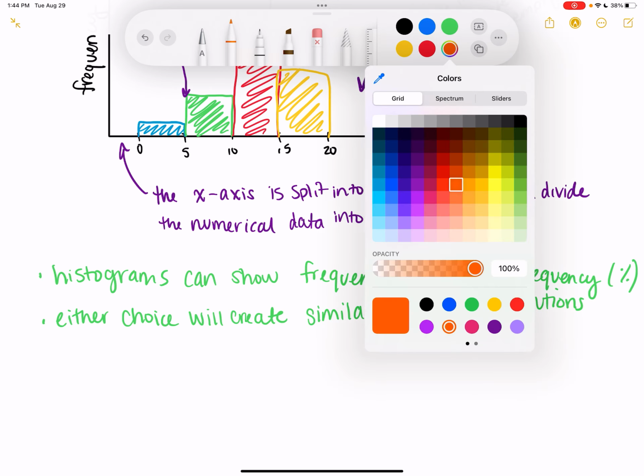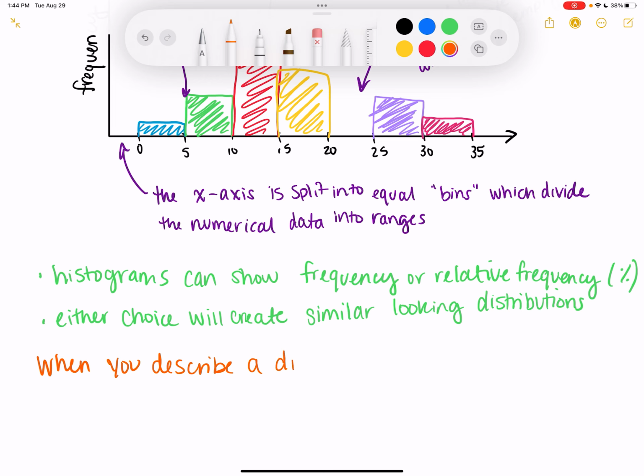So this next thing is very important. When you describe a distribution, always remember your socks.